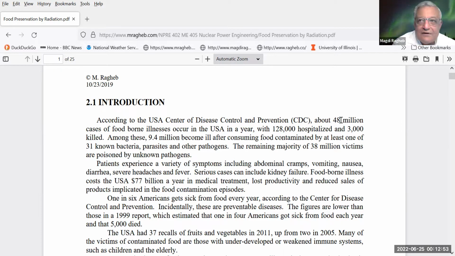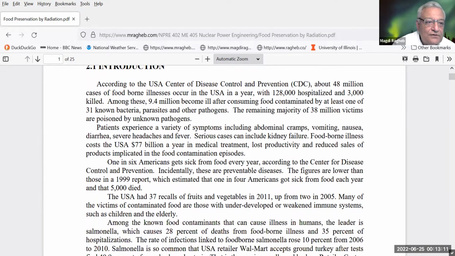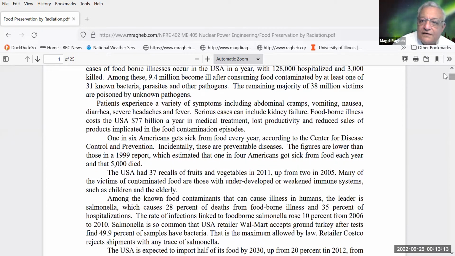But people with compromised immune systems, like the elderly or people who are being treated for cancer, for instance, are more prone to basically become one of those 3,000 people that you unfortunately lose every year. So the preservation of food is very important in all societies.